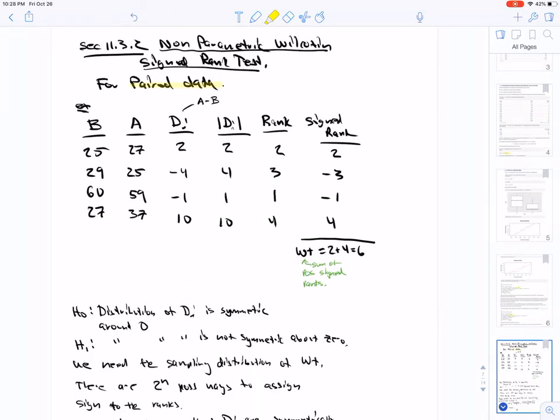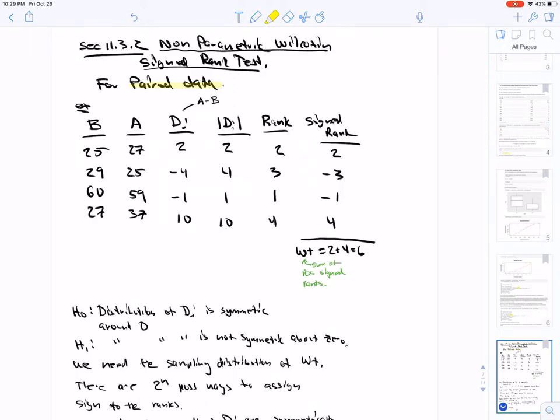So then we talked about a non-parametric Wilcoxon signed rank test, which is the analog for paired data. So let's take, for example, a before-after study. So here we have, say, a before group and after group, and a difference group D_i here. So the null is that the distribution of D_i is symmetric. So some will be positive, some will be negative. It's symmetric around 0. The alternative is that the D_i is not symmetric around 0.